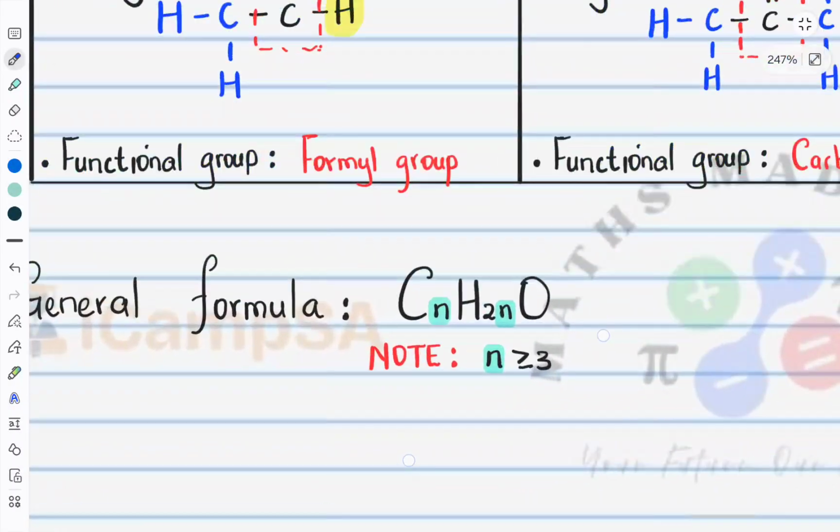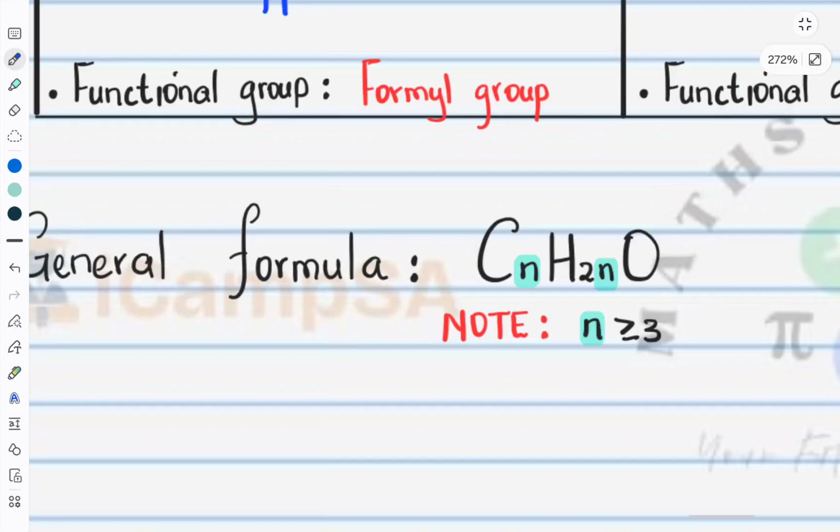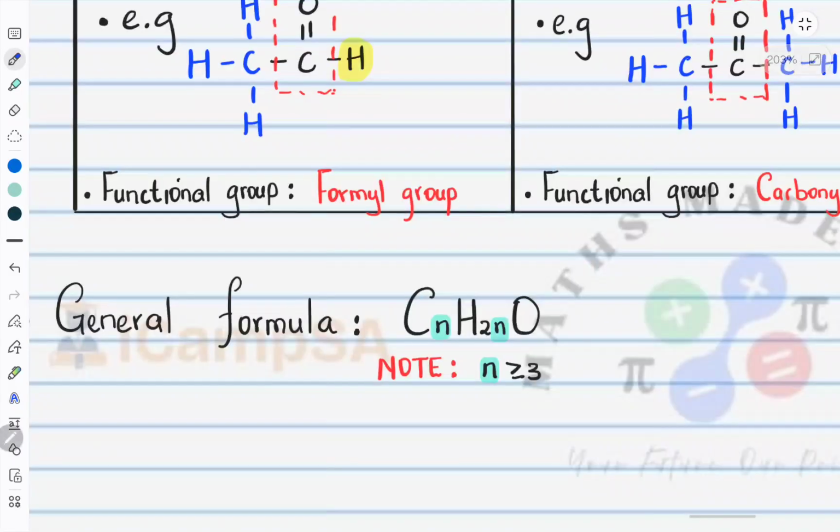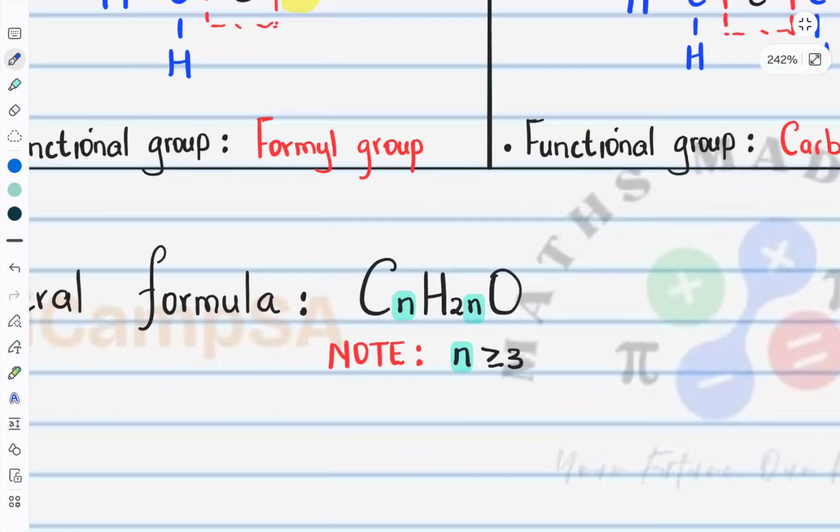So they have a general formula as well. It's CnH2nO. This is similar to what we had for aldehydes. All right, and then there's a condition. The condition says that the n, which is the number of carbon atoms, must always be greater than or equal to 3.